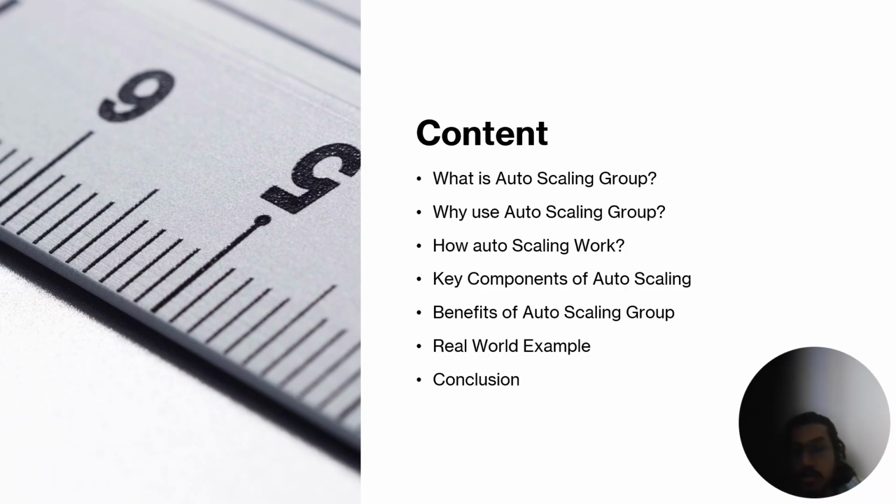The AWS service automatically adjusts the number of EC2 instances in your cloud environment based on the demands to ensure that your application always has the right amount of computing power, not too much, not too little. This auto-scaling system reduces the manual work and improves the efficiency.